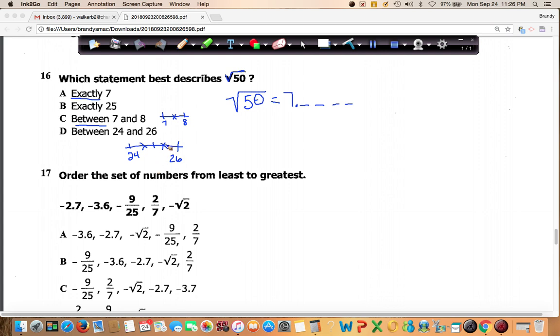The only way you're going to get this question correct is if you actually do the square root of 50 in your calculator. And then there should be no question as to the answer. So write your work down, circle your answer, and I'll see you on 17.